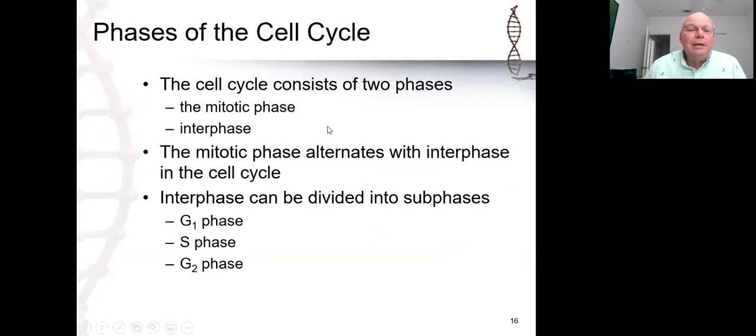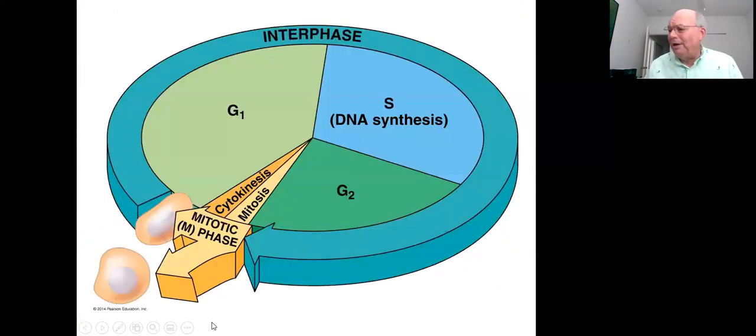So let's take a look at the cell cycle itself. So this is what the cell cycle looks like. Here's the mitotic phase, which you can see is composed of mitosis and cytokinesis. And then you have interphase, which sometimes is referred to as the resting phase.